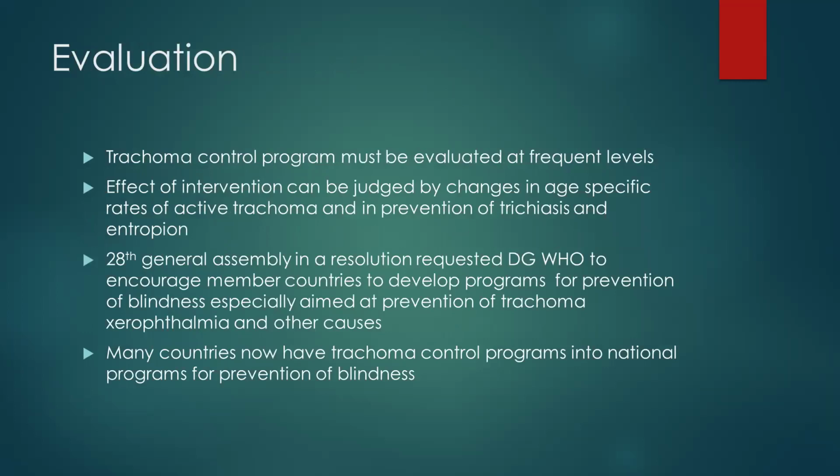Then evaluation. The trachoma control program must be evaluated at frequent intervals. The effect of intervention can be judged by changes in age-specific rates of active trachoma and in prevention of trichiasis and entropion. The 28th World Health Assembly, in a resolution, requested the World Health Organization to encourage member countries to develop programs of prevention of blindness, especially aimed at prevention of trachoma, xerophthalmia, and other causes. Many countries now have trachoma control programs integrated into national programs for prevention of blindness.